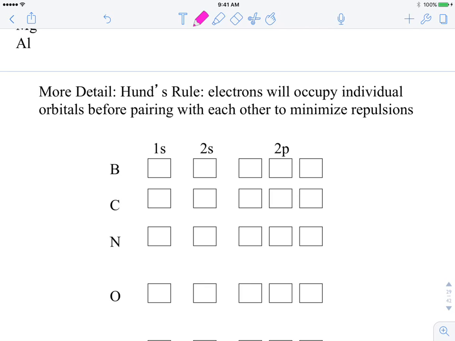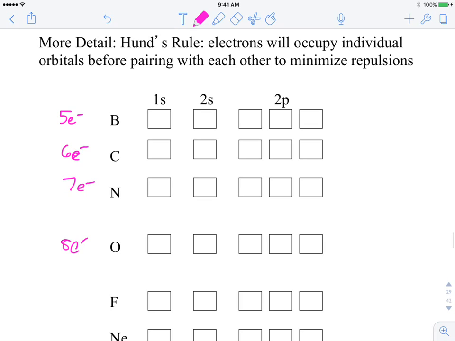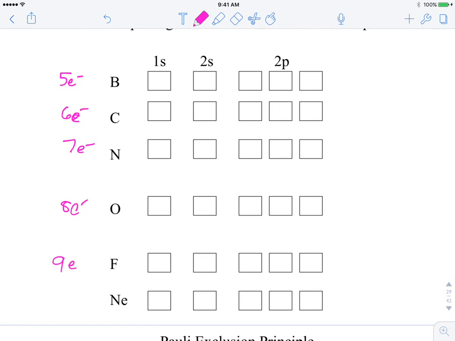Now, let's look at how to fill up the electrons with orbital diagrams and talk about something called Hund's Rule. If we look at boron, it has 5 electrons. Carbon, 6 electrons. Nitrogen, 7 electrons. Oxygen, 8 electrons. Fluorine, 9 electrons. Neon, 10 electrons. So boron's 5 electrons: 1s2, 2s2, that's 4, 2p1.